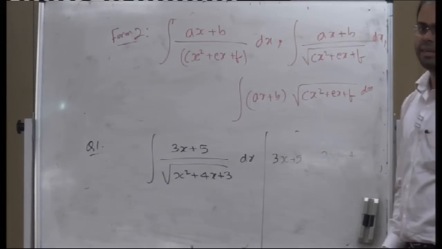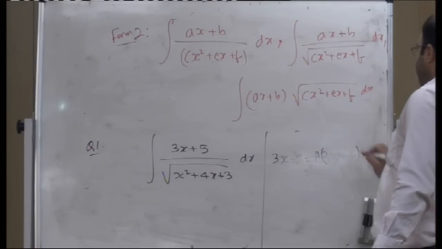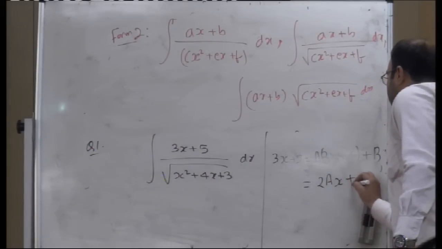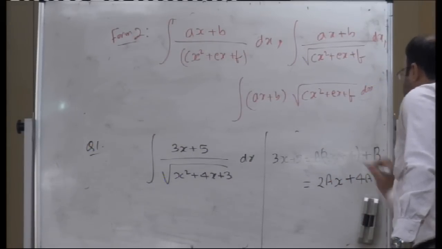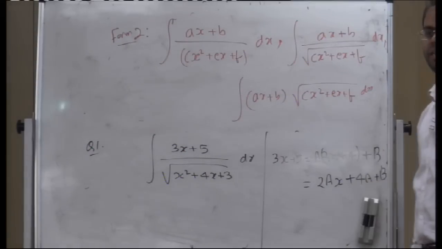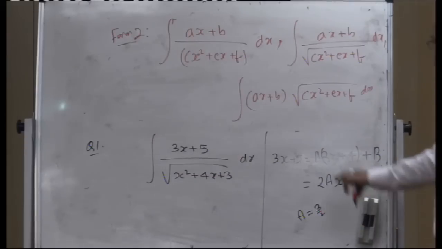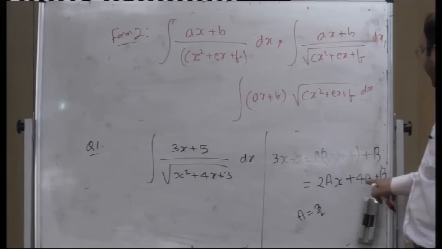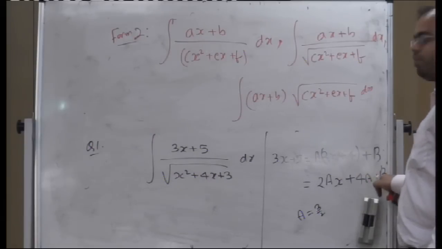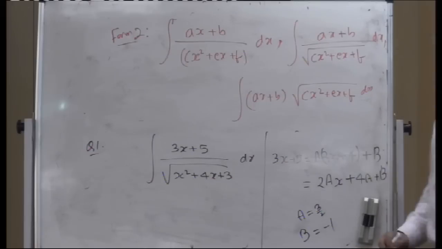And how can you write it? You assume that this is some constant a times (2x plus 4), plus a constant b. Then this would become 2ax plus 4a plus b. And what you can do next: the x coefficient is 2a, here the x coefficient is 3. So a must be 3 by 2. And here the constant is 5, here 4a plus b, where a is already 3 by 2. So this would become 6. 5 equals 6 plus b, that means b equals 5 minus 6, that is minus 1.